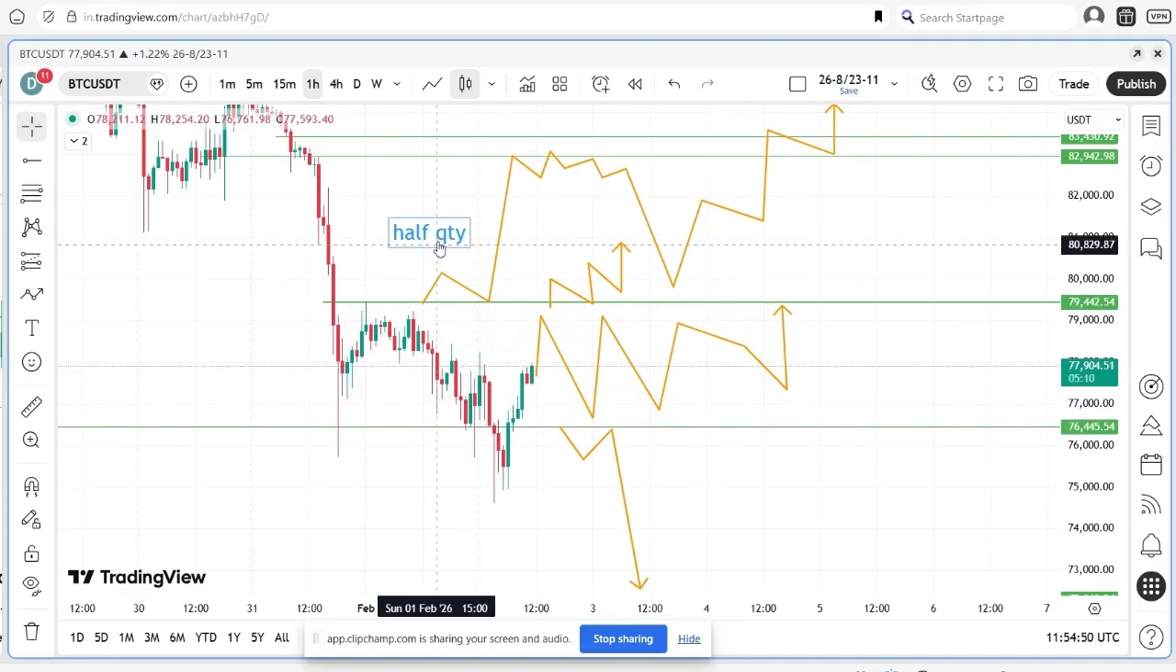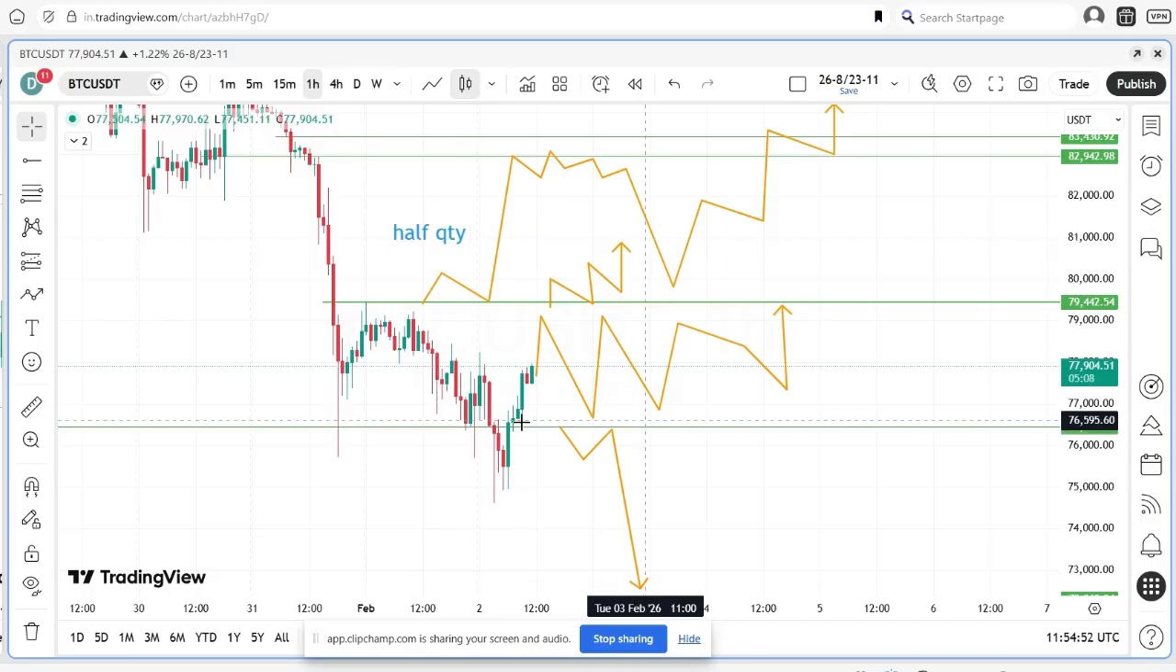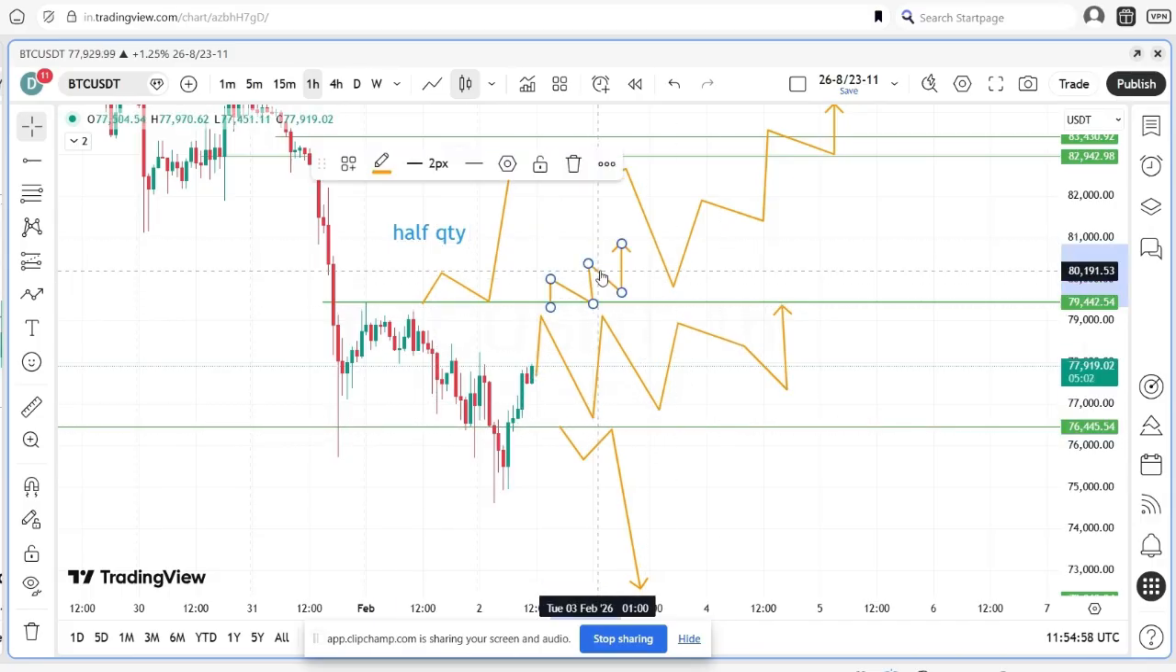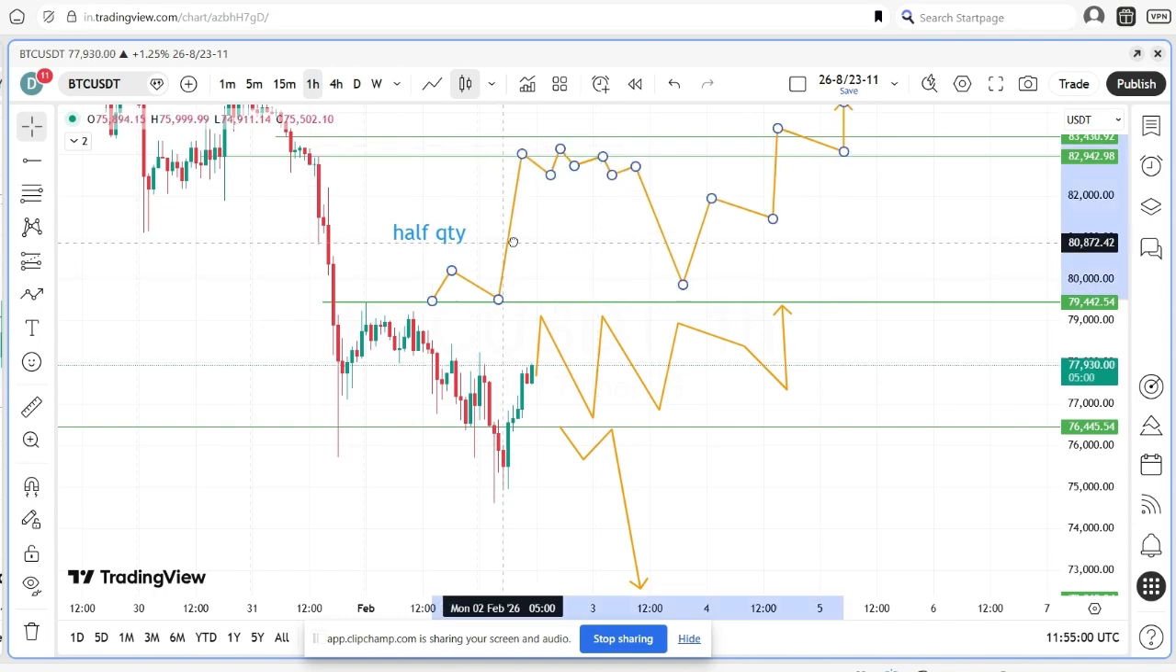So in here, avoid taking trade or take in half quantity. Look for scalp opportunities. This will be a buying area and this will be a selling area. Until and unless it crosses this level, you have to wait. No major changes.